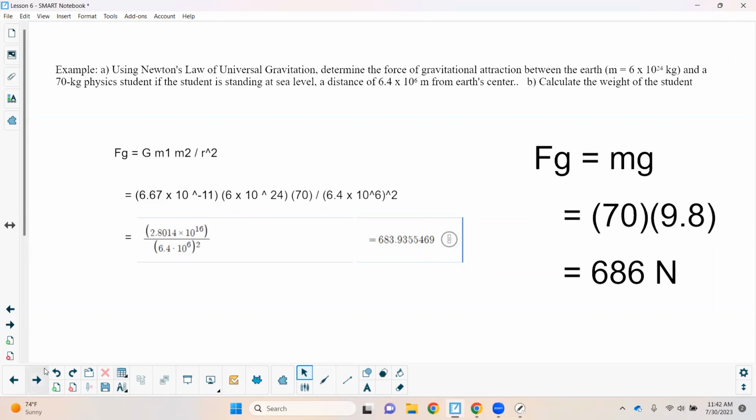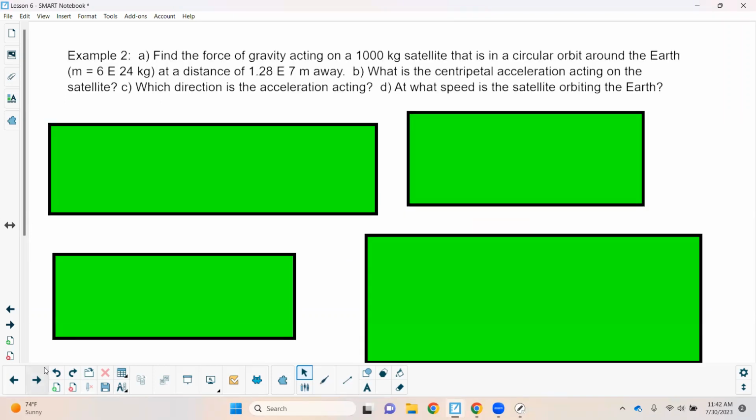All right. So we got a couple more examples, and then I'm going to talk through the simulation that you're going to be working on. So for example 2, it says find the force of gravity acting on a 1,000 kilogram satellite that is in circular orbit around the Earth. Again, the mass of the Earth. Sometimes I use this notation E, this capital E. Make sure you don't use lowercase e on your calculator. They are different things. This E just stands for times 10 to the, it's like a shorthand, an abbreviation. So 6 times 10 to the 24th.